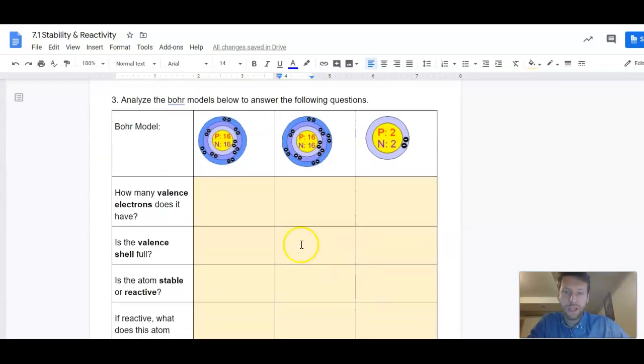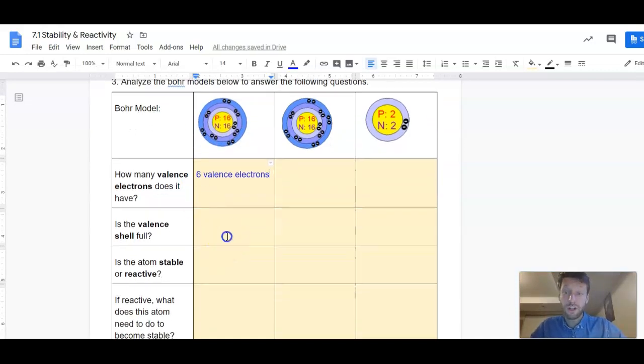Analyze the Bohr models below to answer the following questions. Okay, so this first one, and the second one, and the third one. We're going to answer all the questions below. So first one, how many valence electrons does it have? Let's count it up. Outer shell has 1, 2, 3, 4, 5, 6. 6 valence electrons. Is the valence shell full? No. It's the 1, 2, third shell. The third shell fits 8 electrons, so it is not full.